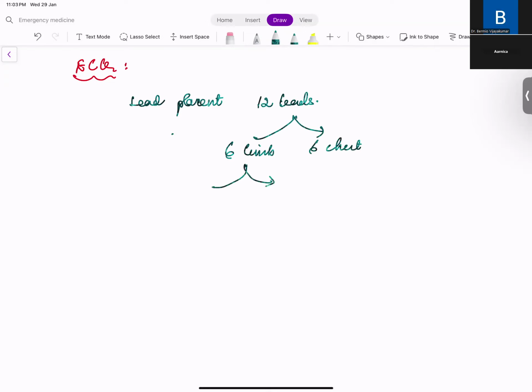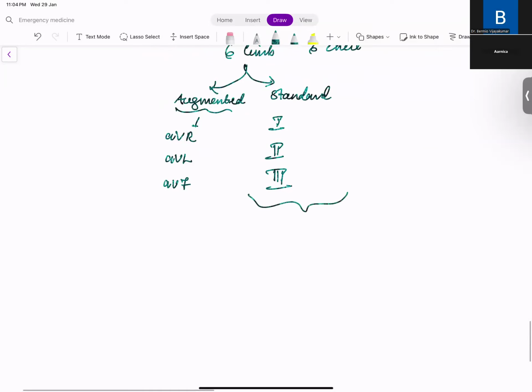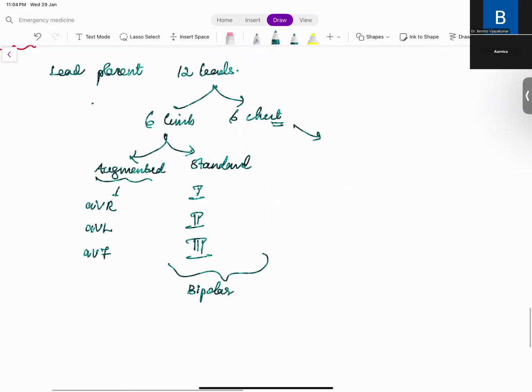So limb leads will be classified into 2, augmented leads and standard leads. The standard limb leads will be lead 1, lead 2, and lead 3. Augmented leads will be AVR, AVL, and AVF. These standard leads are bipolar leads. Bipolar leads means we are connecting 2 electrodes, so the difference between those 2 is measured. 6 chest leads are unipolar leads. They are from V1, V2 to V6.